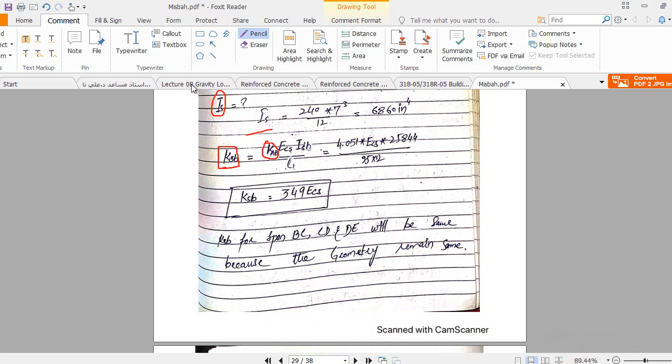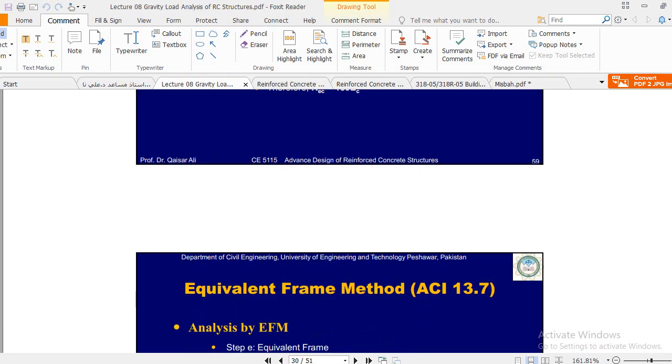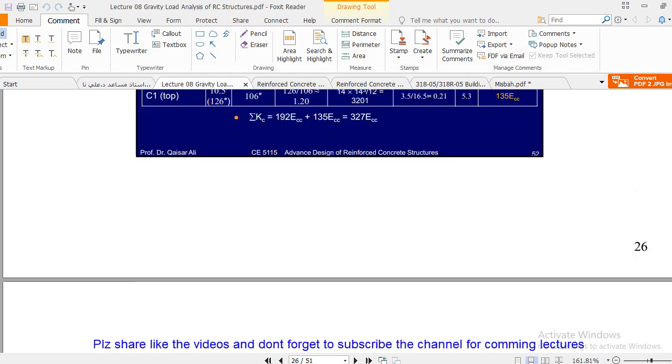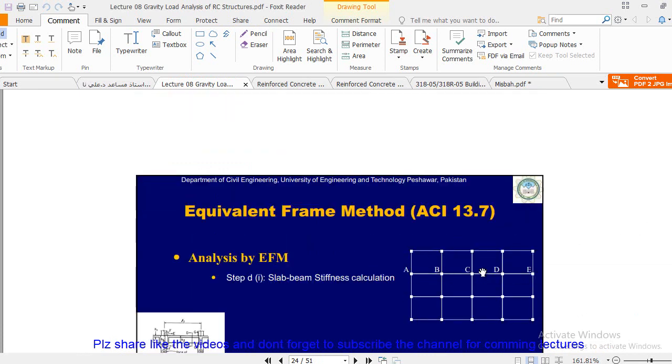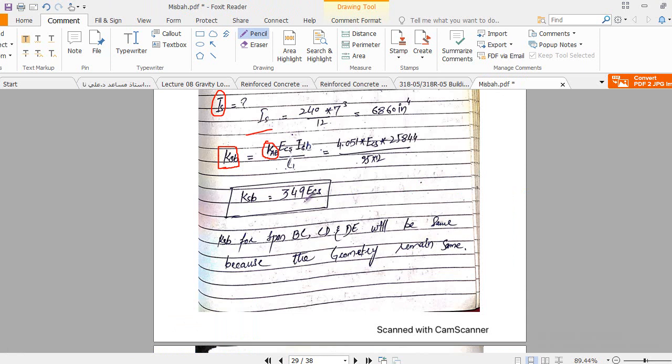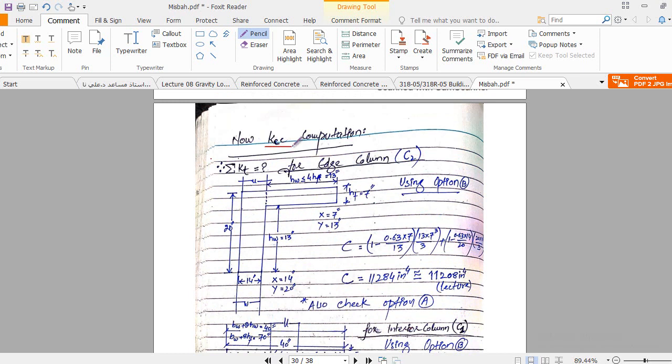Now the very important point is this one: as all the spans are equal, we don't need to calculate the values for the rest of the spans, BC and CD. Clear? It should be remembered that if the BC, CD, DE spans have different span lengths, you must calculate the ISB, IS values and the rest of the calculation for KSB. Clear?